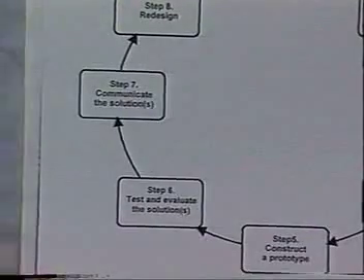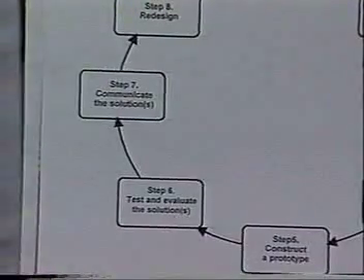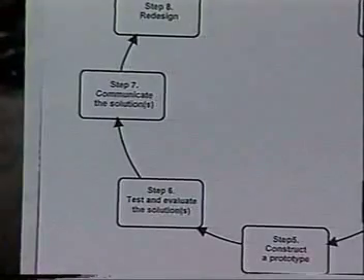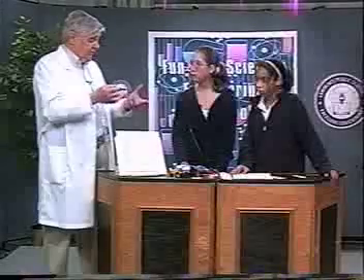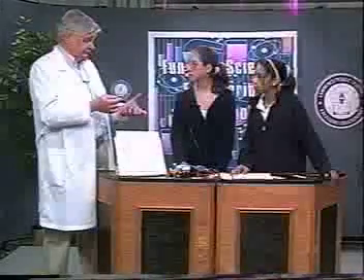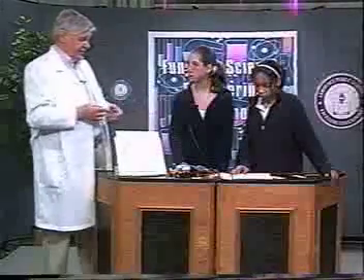So our next step is to do what? Test and evaluate it. So after we get the prototype built, we're going to do test and evaluation. How are we going to test and evaluate it? We're going to take it out and drive it. We're going to drive it at 100 miles an hour and see if it gets 50 miles a gallon.